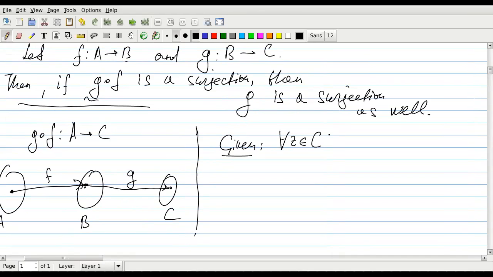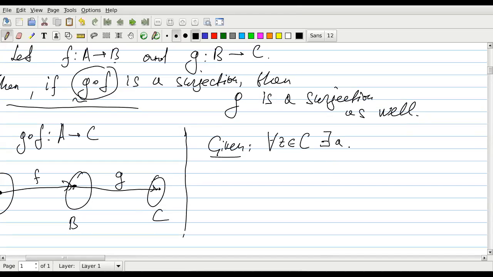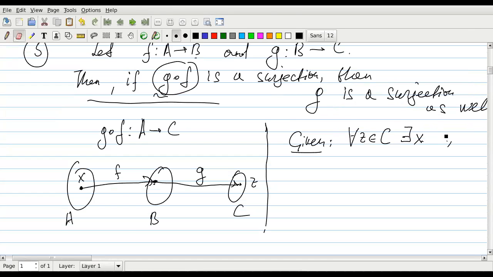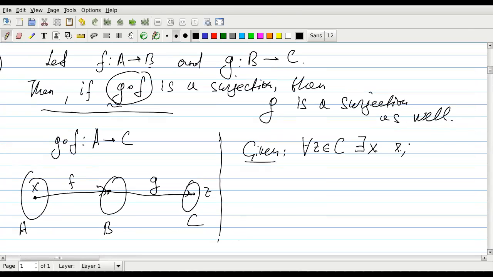Let's rewrite a surjectivity condition for this. For every small c from C, there exists an a from A, but it doesn't matter that it's from A. There exists an x, by the way, so that the pair x, z belongs to which set? To the composition. Is it clear?